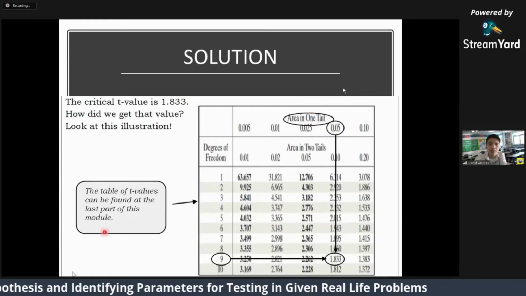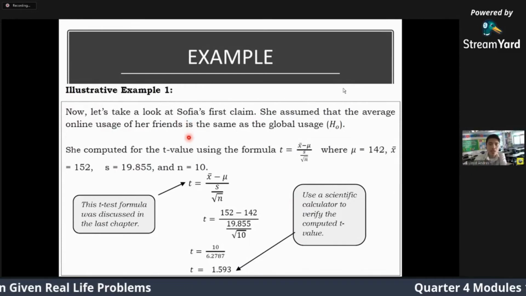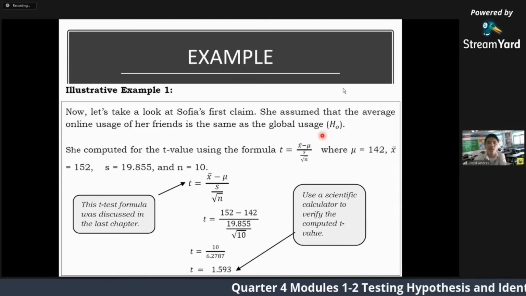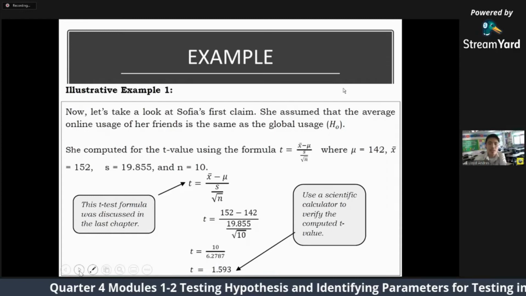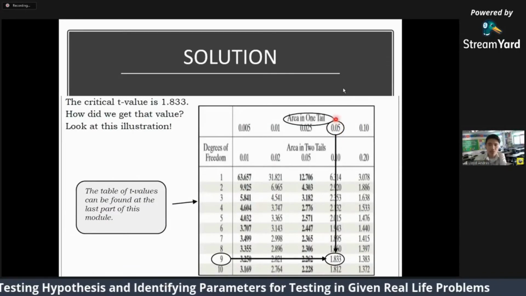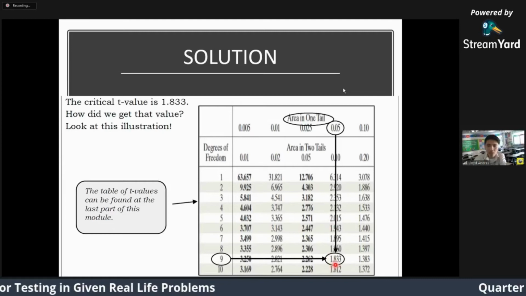Because actually the problem here, we have not discussed it yet. The alternative here is that the online usage is greater than. Since it is greater than, it is one tail. And the level of significance is 5%. So the intersection is 1.833.